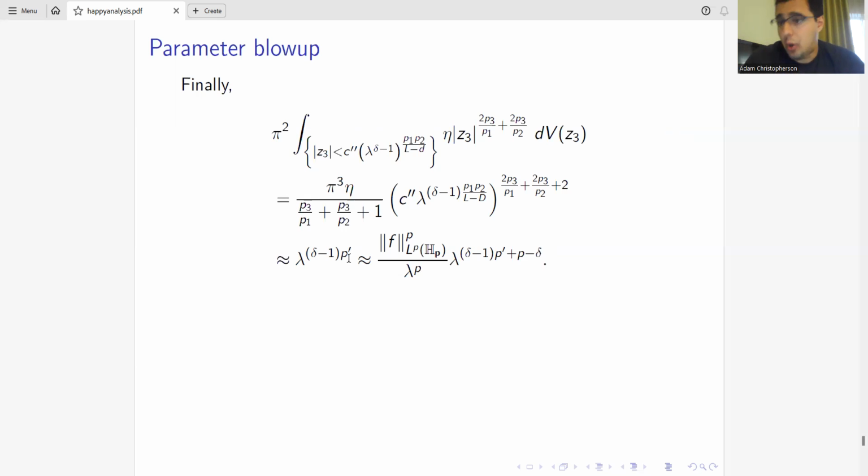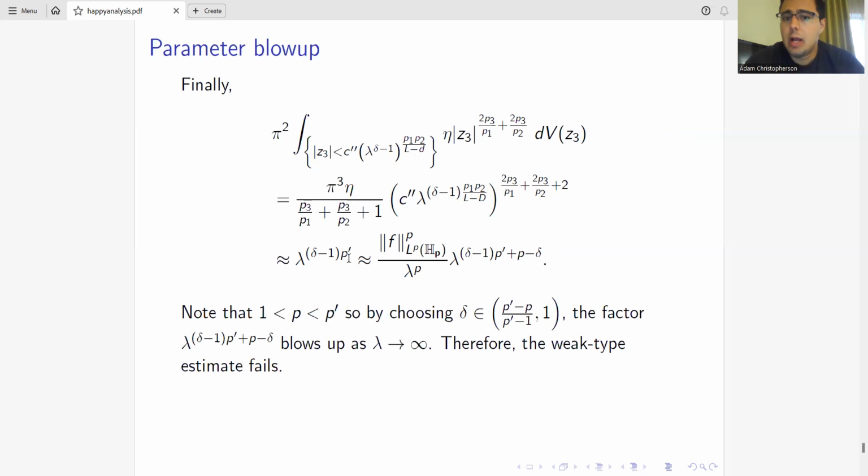Now, P prime is larger than P. So if you can peel away those lambda to the delta power here, so this is lambda to the delta, lambda to the P, and what you're left with is some leftover powers of lambda. And if delta is chosen sufficiently close to 1, so in particular in this range here, then you'll be left with a remaining positive power of lambda. And as lambda goes to infinity, that remaining positive power will go to infinity, and the weak type estimate will fail. And that would prove it.